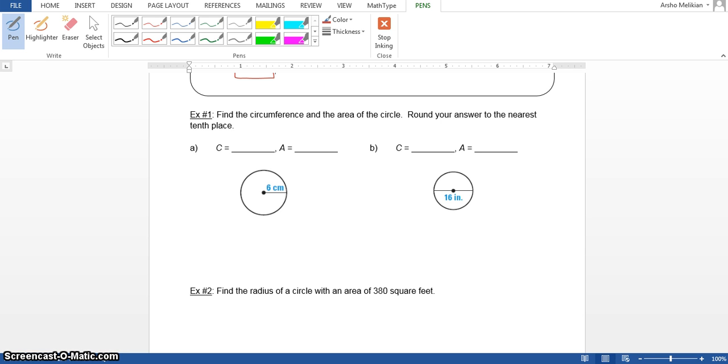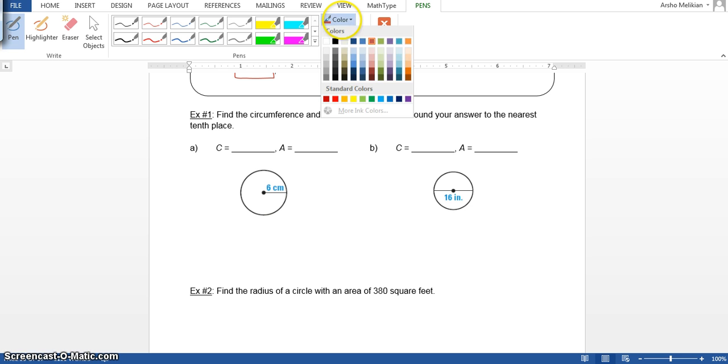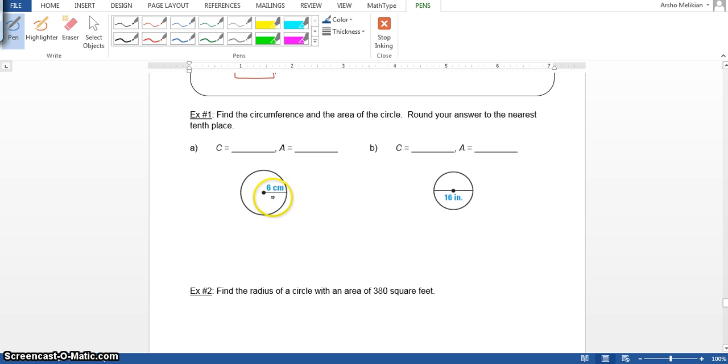How big is the radius here? 6 centimeters. So for circumference, my formula is 2 pi r. Circumference is 2 times pi times 6 centimeters. So our circumference is, now, for this you need to take out your calculators.